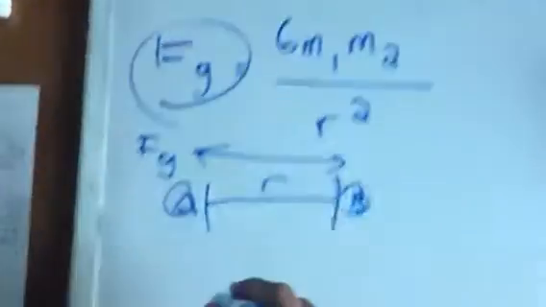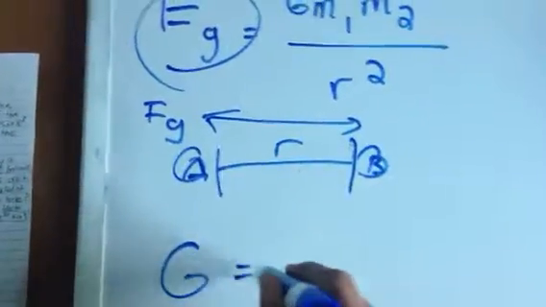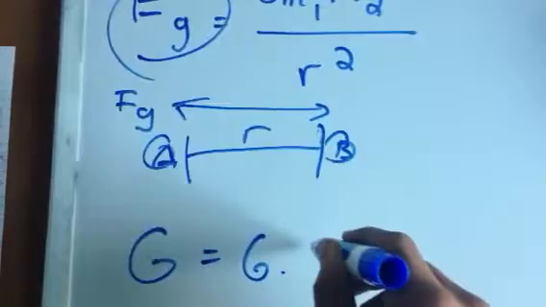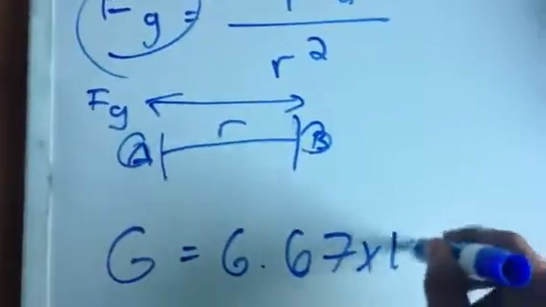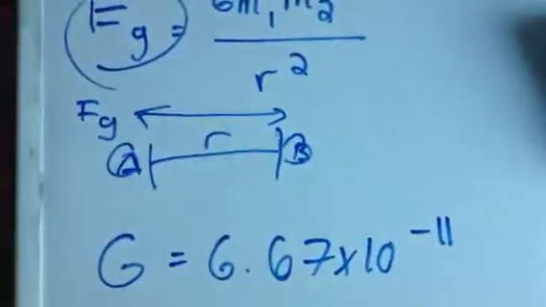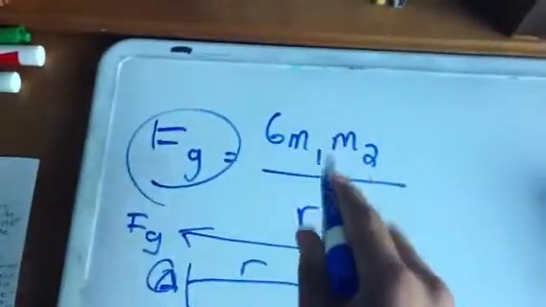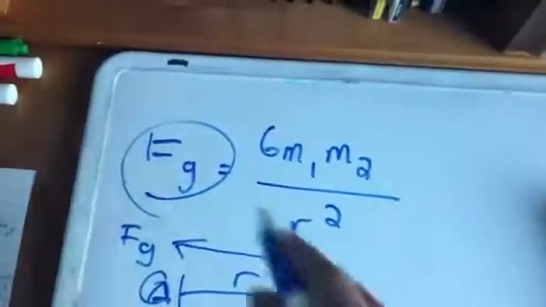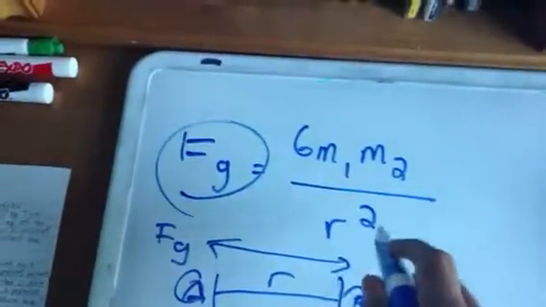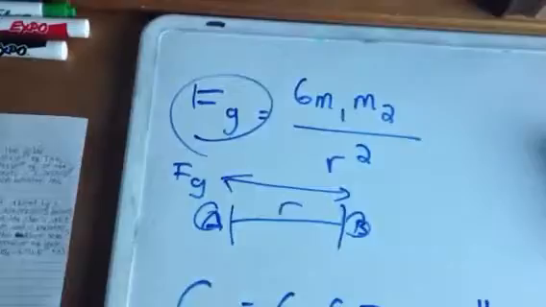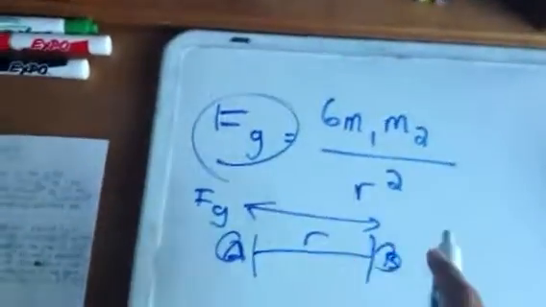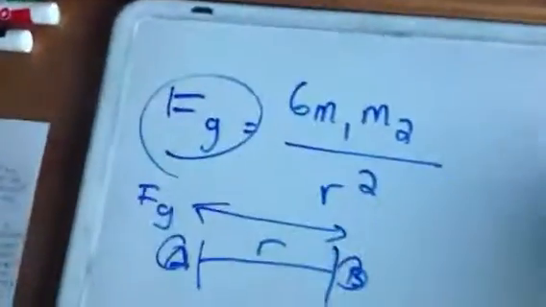So we need to find this. It's equal to G, which is a constant, and that's equal to 6.67 times 10 to the negative 11th. That's a constant, and that will always be the case. So it's that times the mass of object 1 times the mass of object 2 over the radius squared. The radius meaning the distance between the two objects. So it's an inverse square relationship. So we're going to work with this equation in order to solve this problem.